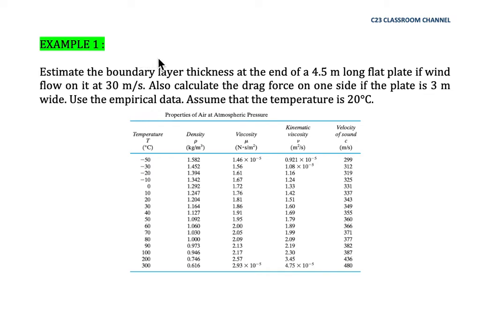So for this question, we know that it's talking about wind and it gives you the temperature, around 20 degrees Celsius. So what you need to do is make sure that you know where to find the table for the properties of air at atmospheric pressure. We look at 20 degrees Celsius here, and please bear in mind that we need to use all of these properties. So the density is 1.204, the dynamic viscosity is this one, and this is the kinematic viscosity, and so on and so forth.